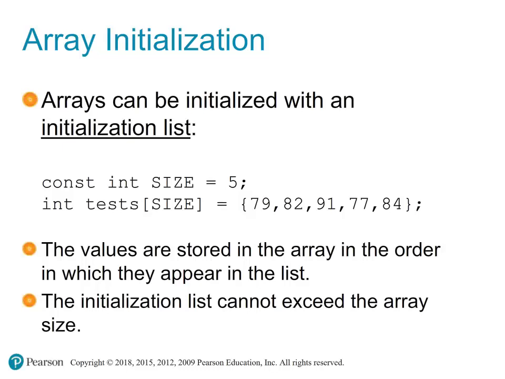If the initialization list has fewer elements than the array size, the remaining elements will be automatically initialized to 0 in C++. If you attempt to initialize with more elements than the array size, the compiler will generate an error.